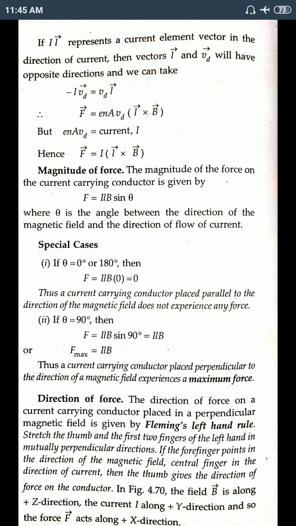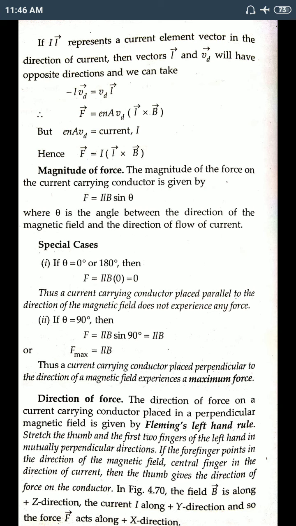So in place of E into N into A into VD, that is equal to I, so we can write F equals I into L cross B, and this is the vector form of the force on a current carrying conductor in a magnetic field. Because the cross product is there, if we write this expression in scalar form, F equals I into L into B into sine theta. Theta is the angle between the direction of magnetic field and the direction of flow of current, L and B.